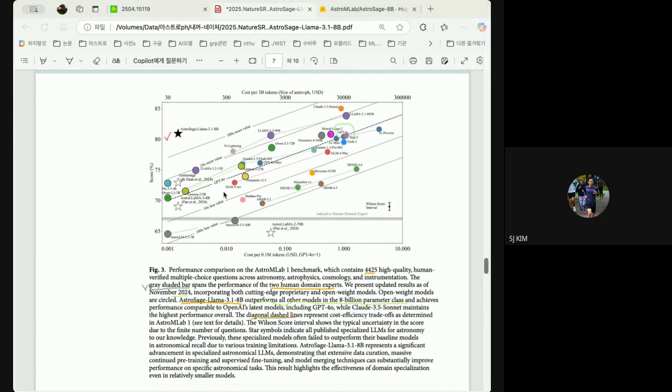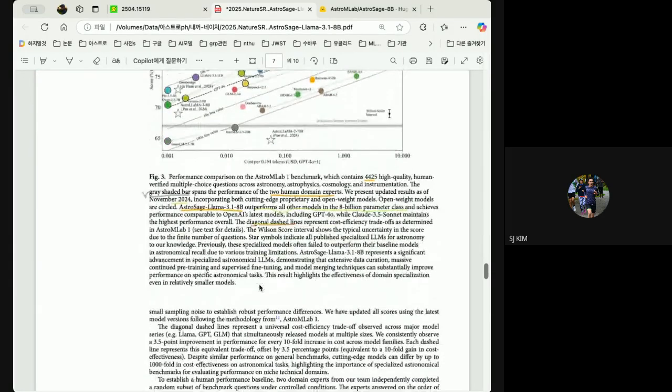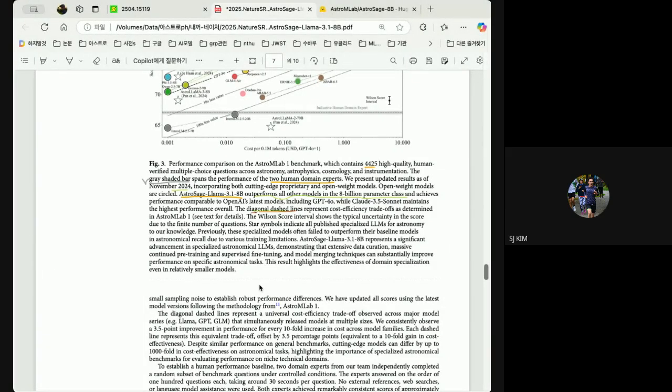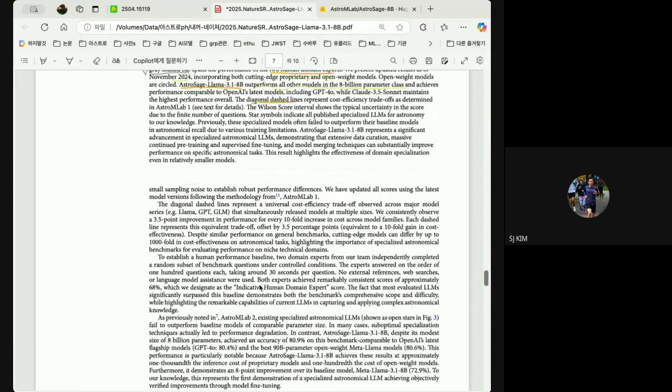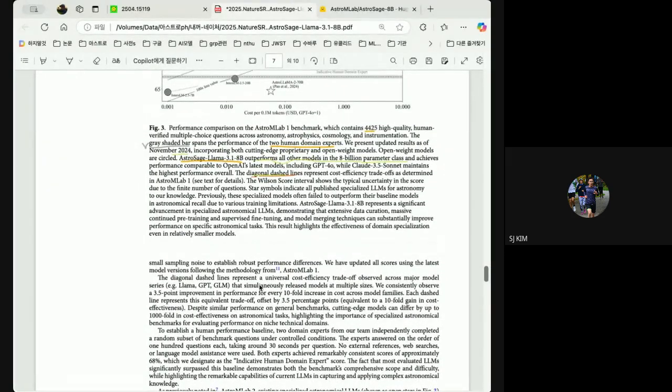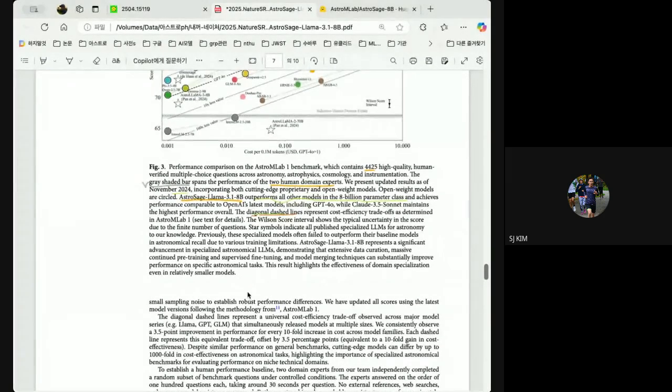So how do they evaluate the score? You mean this score? They say they have the AstroMLab benchmark. So this is a test benchmark. Yeah, I'm asking how this benchmark works. I'm sorry, I haven't checked that part. I don't know how AstroMLab 1 works. I don't know.